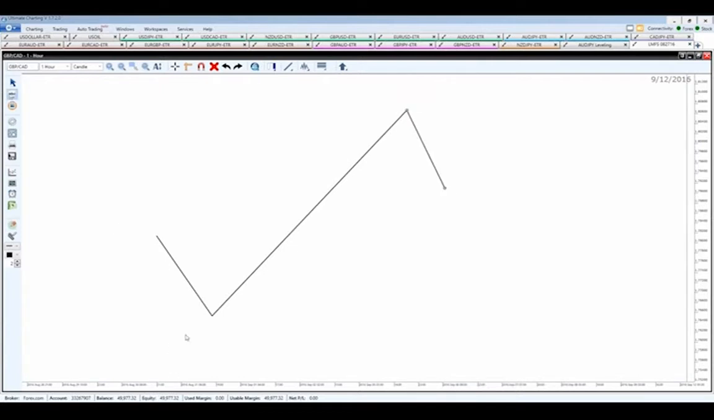We'll be looking between 2 o'clock a.m. Eastern Time and 5 o'clock a.m. Eastern Time. In between those hours, we'll be looking for the market to form its initial high or low for the day, between 2 a.m. and 5 a.m.